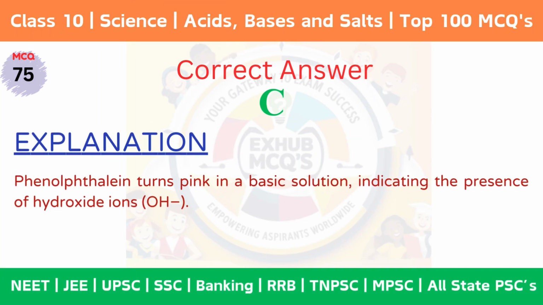The correct answer is option C, basic. Explanation: phenolphthalein turns pink in a basic solution, indicating the presence of hydroxide ions, OH-. It remains colorless in acidic and neutral solutions.